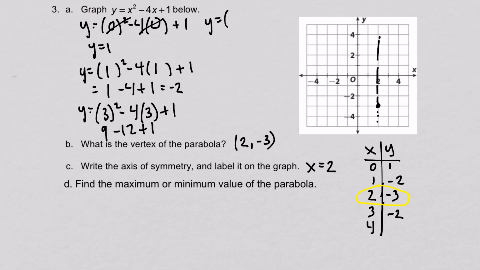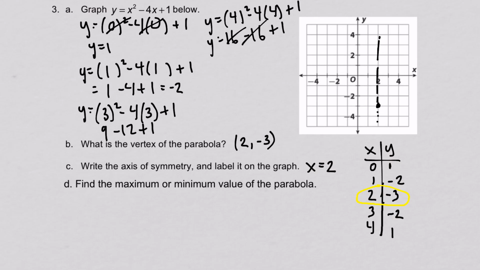y equals x squared minus 4x plus 1. Plug in 4 in this case. I'm going to get 16 minus 16 plus 1. 16 minus 16 cancels, leaving me with 1. There you go. So just as we suspected, they do repeat.